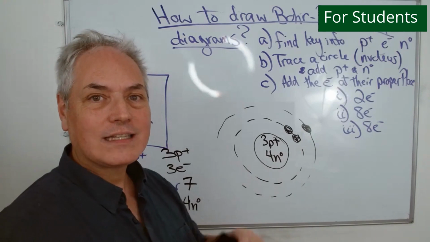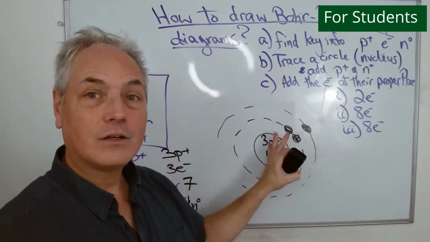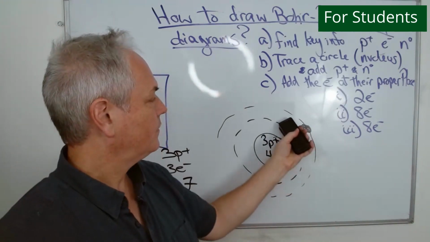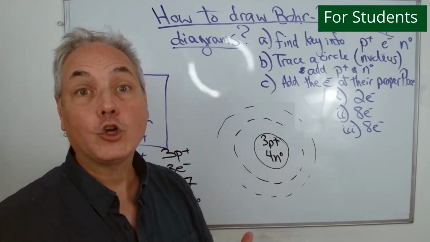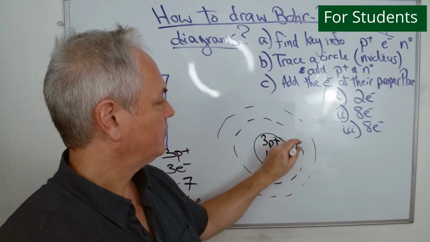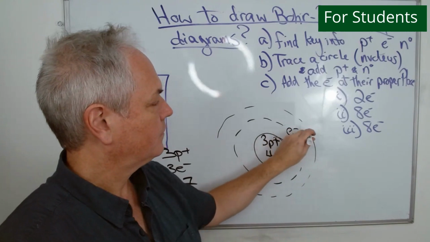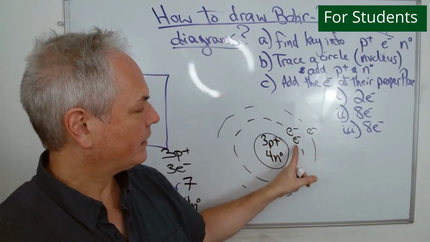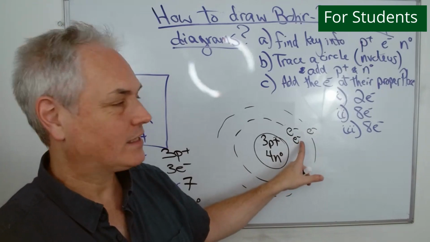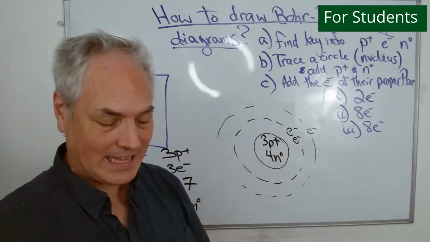Every so often in class, I add one thing that is different here. And instead of using little circles, when I have a good pen, I put a little lowercase e with a negative sign. And these represent the electrons.